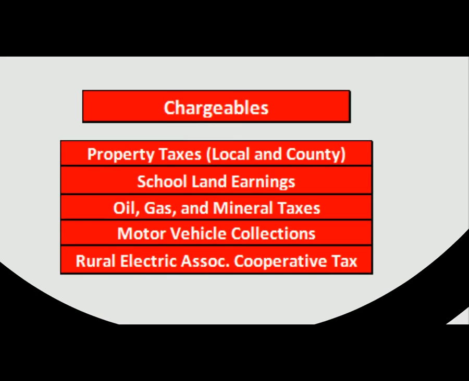Local revenues, or chargeables, used to measure local affluence are property taxes, both local and county, school land earnings, oil, gas, and mineral taxes, motor vehicle collections, and the Rural Electric Association Cooperative Tax.